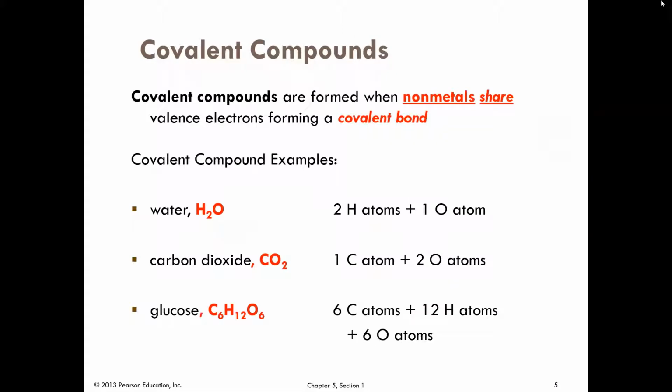So let's talk just quickly about covalent compounds. Covalent compounds are formed when nonmetals share valence electrons. Those form covalent bonds. We can have covalent bonds that are single bonds, which is 1 pair of shared electrons, double bonds, which are 2 pairs of shared electrons, or triple bonds, in which atoms share 3 pairs of electrons. And here are just some examples of these covalent bonds. We have water, carbon dioxide, and glucose. These are all shared electrons between nonmetals.